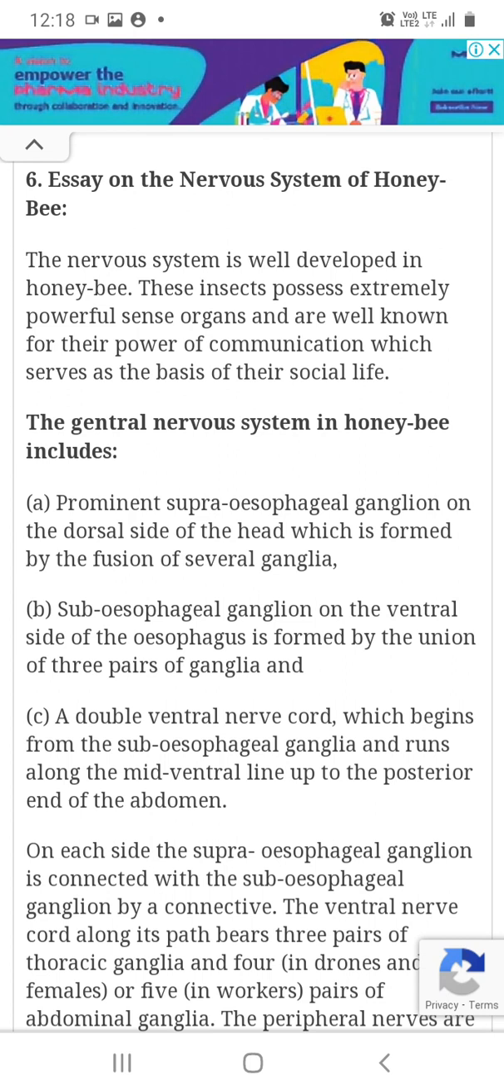Nervous system of honeybee. The nervous system of honeybee is well developed. In honeybee, extremely powerful sense organs are there, as is evident as we all know that the honeybee has a pair of antennae as the anterior appendages. These anterior antennae are supplied with a large number of sensory hairs.